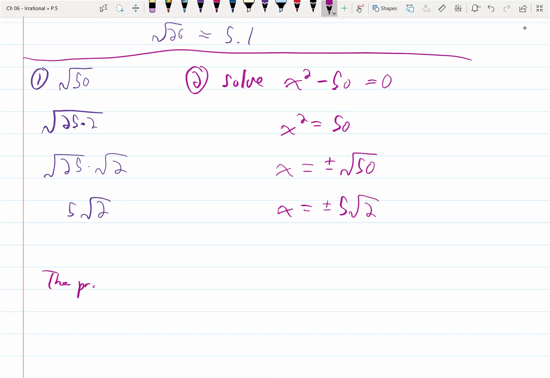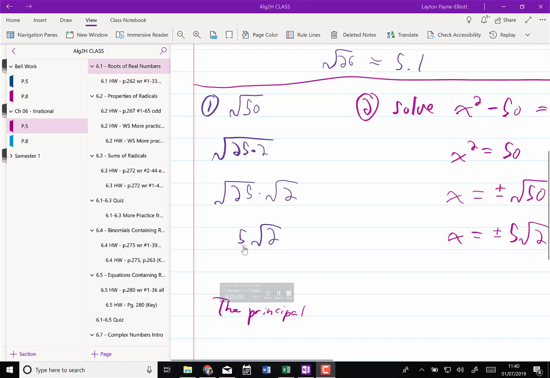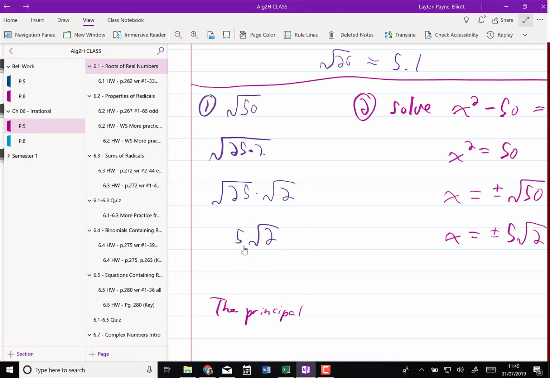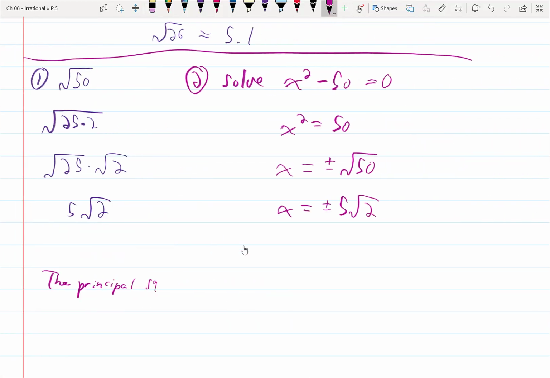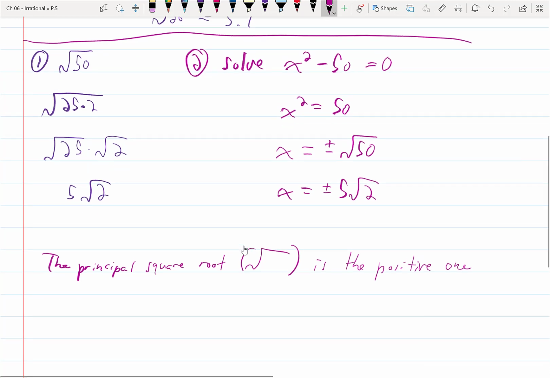The principal square root, when I use that symbol, is the positive one. So it is actually true that every number has 2 square roots. You can even expand that, and this is crazy, that every number has 3 cubed roots and 4 fourth roots, but only one of them is principal.